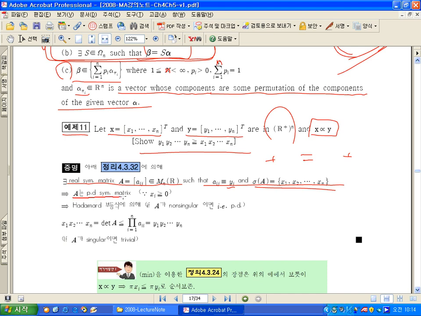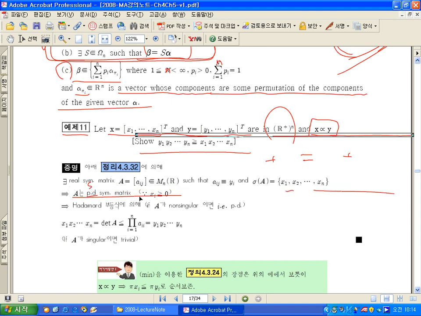Then A is a positive definite symmetric matrix. What that means, because all the eigenvalues are non-negative, these are positive semi-definite. If the x_i's are all positive, then we can say it's positive definite. If the x_i's are all non-negative, then we can only say it is a positive semi-definite matrix.